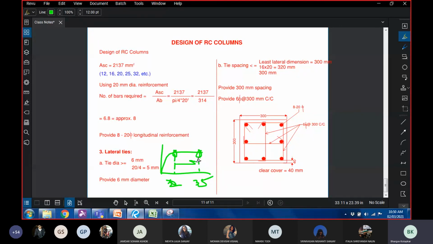The reason we are being so conservative is that this failure is a brittle failure. Irrespective of how much reinforcement we put in, the concrete is going to crush. That is the reason we are not thinking about an under reinforced or an over reinforced section in columns, because the failure is brittle by default. Okay, thank you.